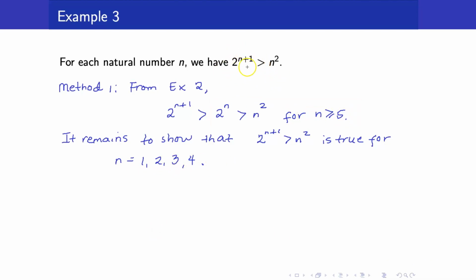But what if you were just given this problem and I didn't give you example 2, which says that 2 to the n is greater than n squared? You really have to start with this one. So therefore, we will just use the principle of mathematical induction. So for our base case, n equals 1, 2 squared is greater than 1. This is not the formal proof. I will just give you the sketch of the proof.